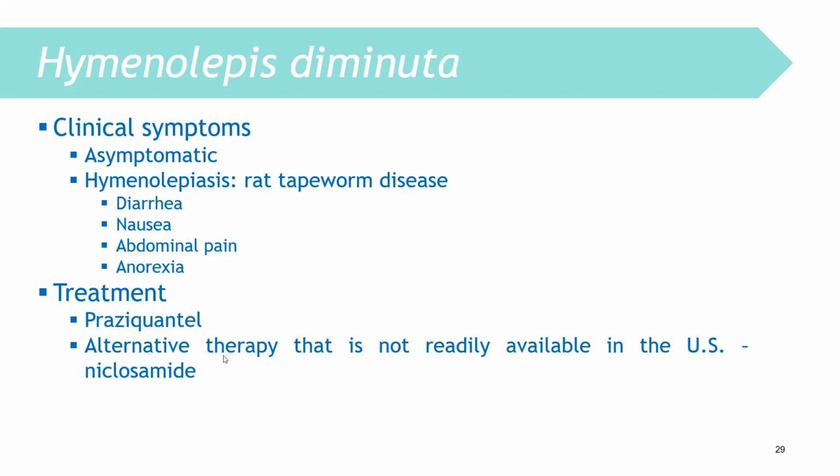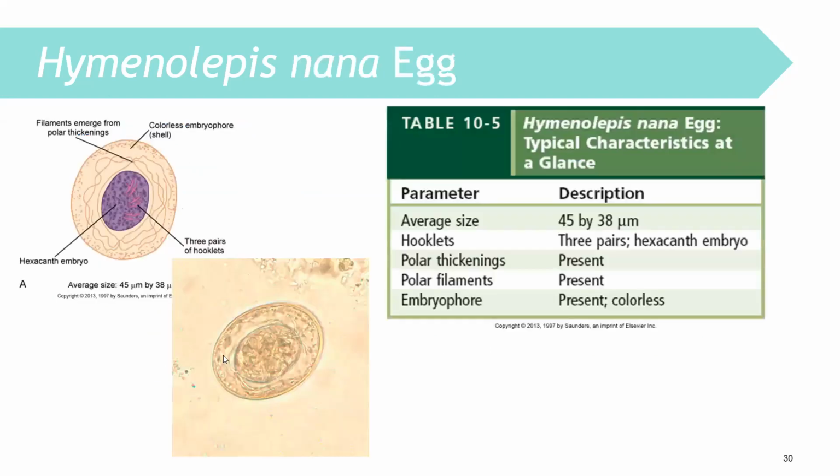Clinically asymptomatic, but in cases of symptomatic infection, the patient will experience diarrhea, nausea, abdominal pain, and anorexia. Again, take note, guys, that Hymenolepis diminuta is known to be a rat tapeworm. Again, the drug of choice is praziquantel. Next in line is Hymenolepis nana, considered as the dwarf tapeworm.